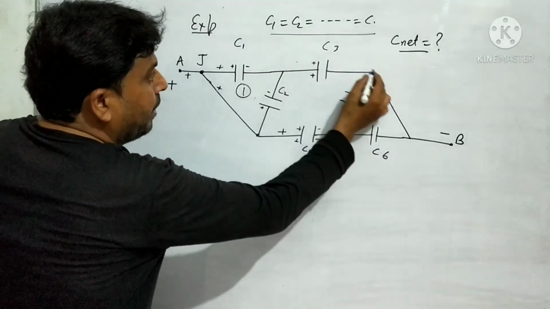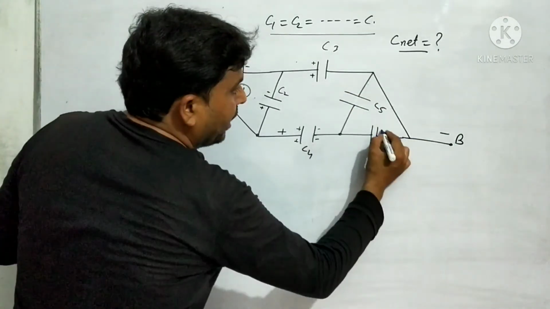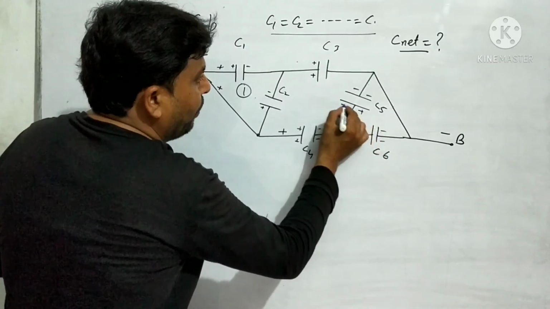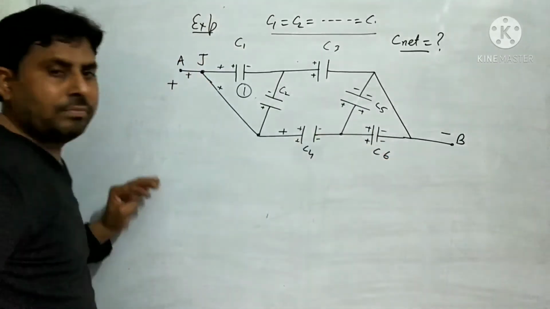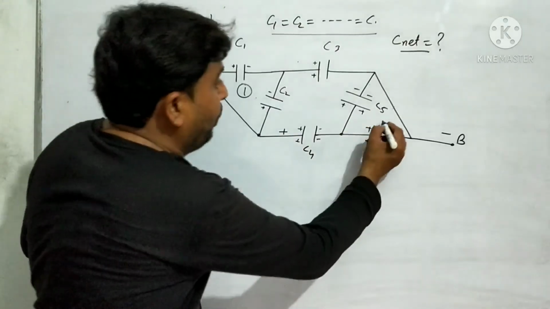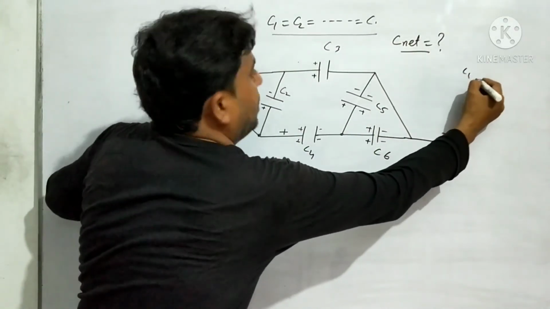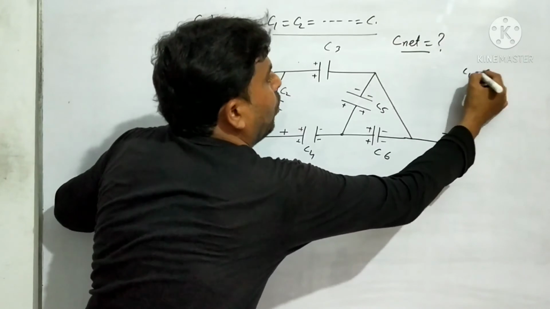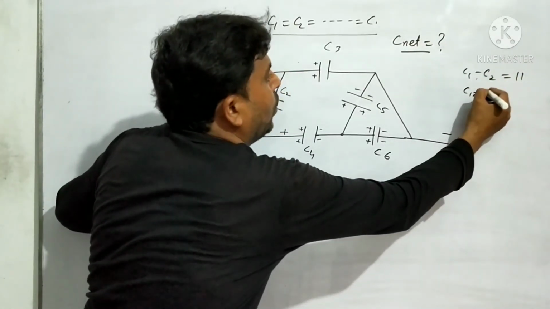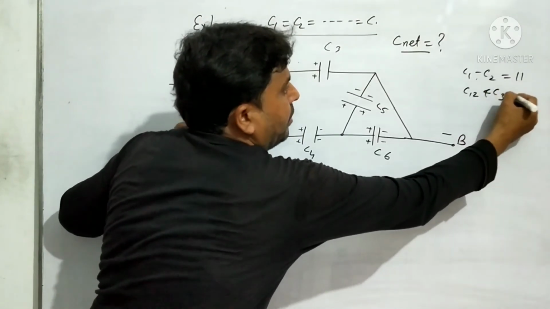Negative and negative. Yes, come to here. Negative and positive, means negative. Then these two are parallel, C5, C6. See, C1, C2 parallel, and C3 in series.